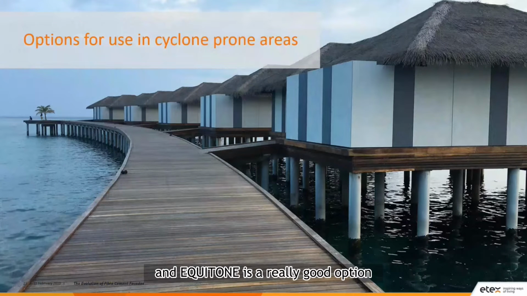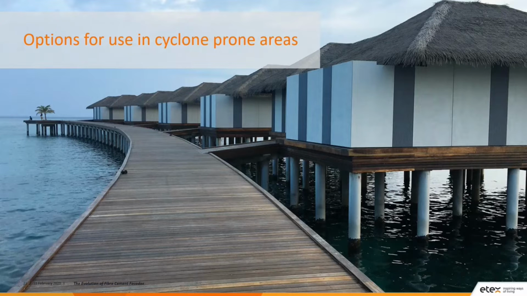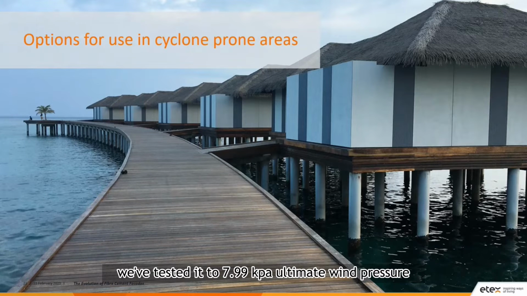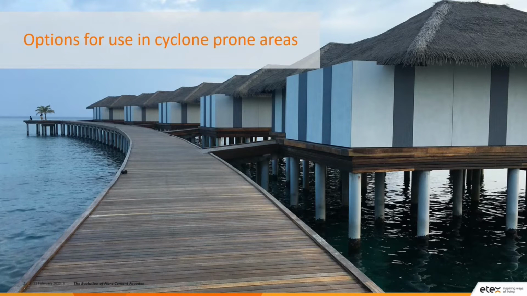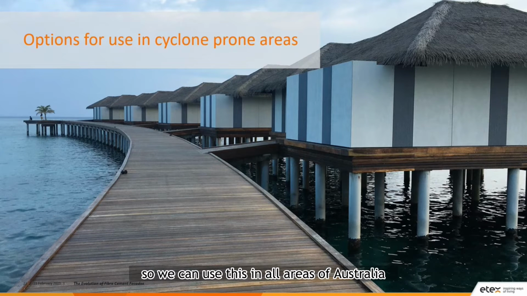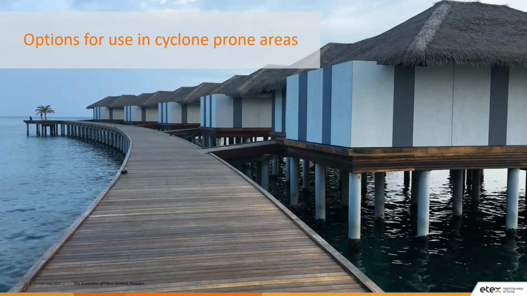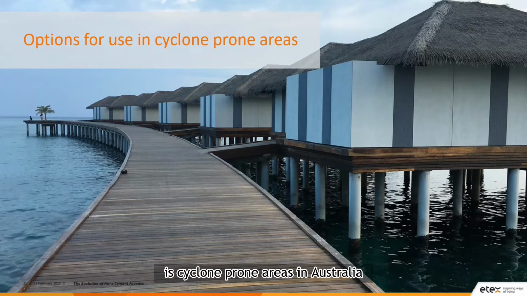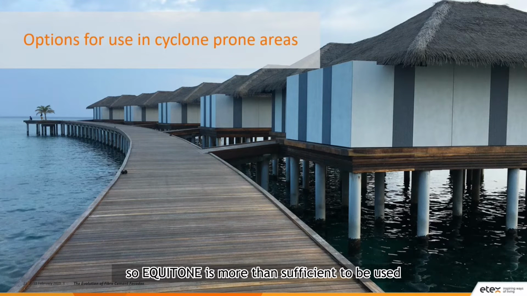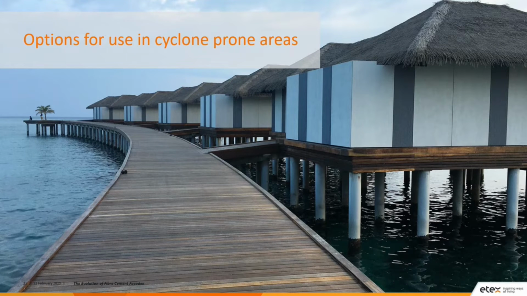Fiber cement itself and EQUITONE is a really good option for use in cyclone-prone areas. So in Australia, we've tested it to 7.99 kPa ultimate wind pressure. So we can use this in all areas of Australia. So up north, in the Cairns region and in the Darwin region are cyclone-prone areas in Australia. So EQUITONE is more than sufficient to be used in those areas with the bracing capabilities.